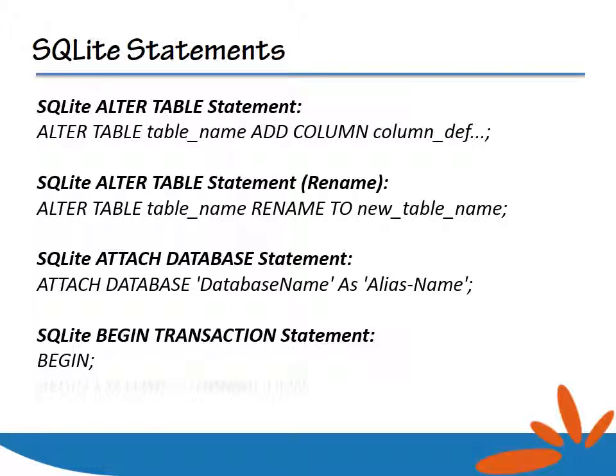The next one is the SQLite attach database statement. We can use this particular code by using the following. For example, attach database, specify the database name, as, specify the alias name. But what do we mean by attach database? The attach database is a statement that adds another database file to the current database connection. The database file can be removed using the detach database command that we're going to discuss later on.